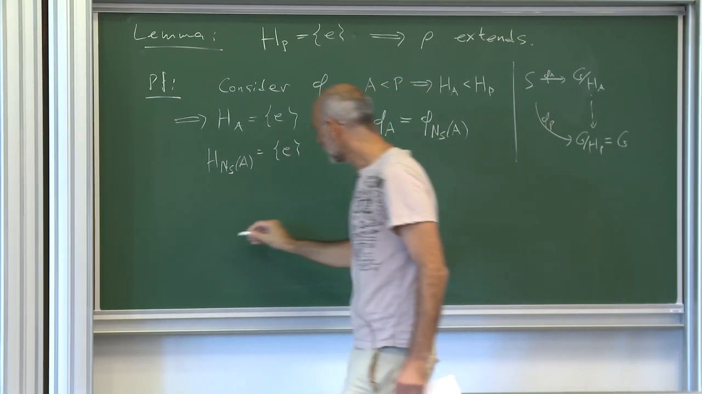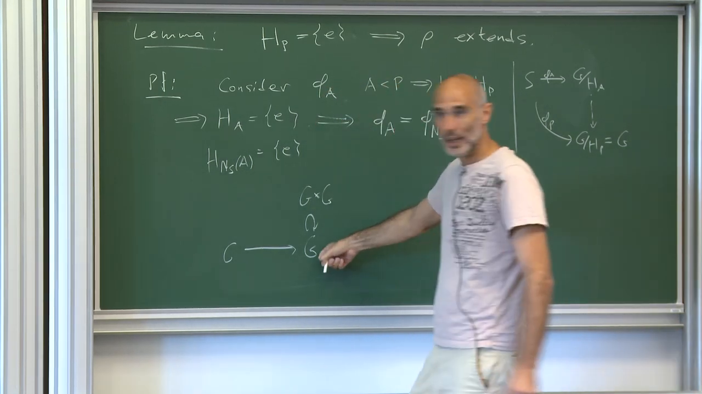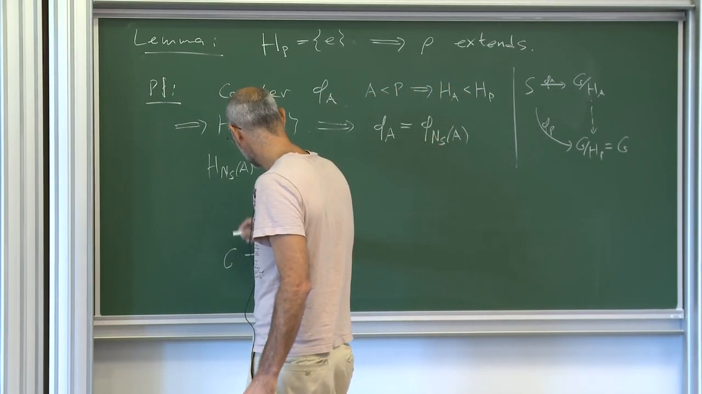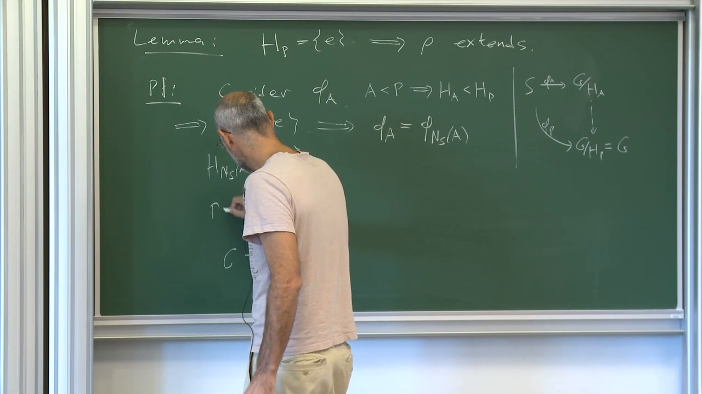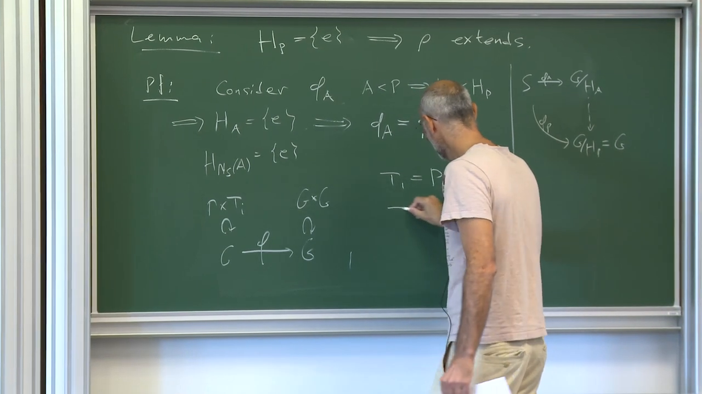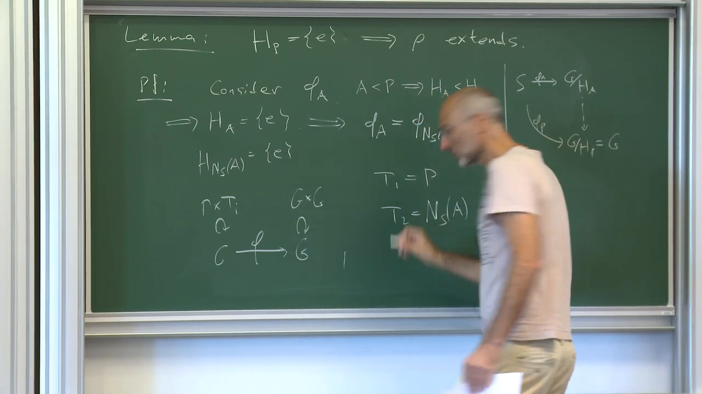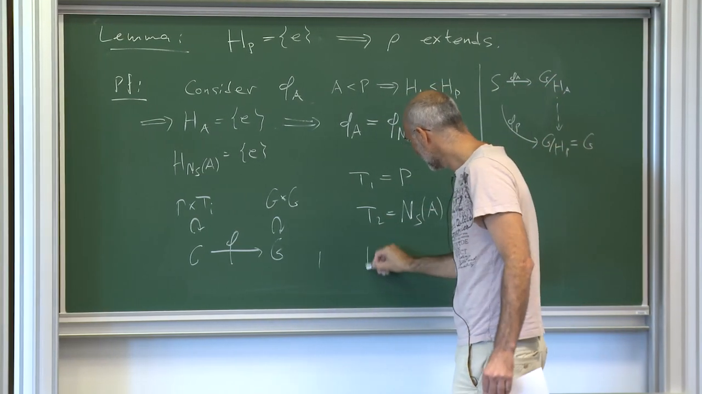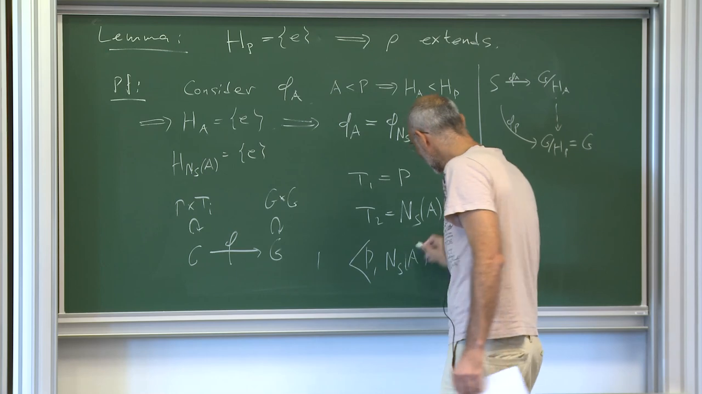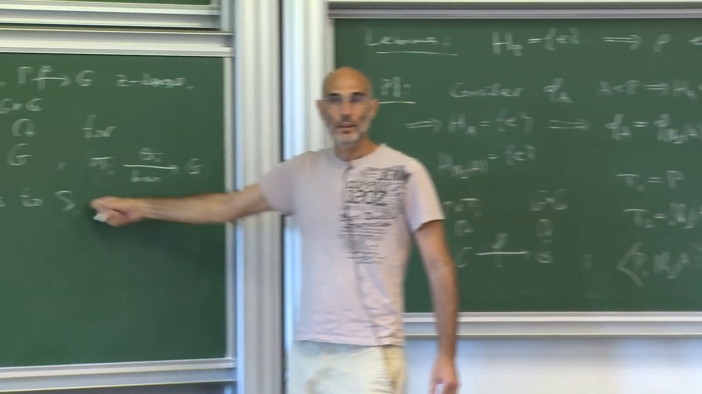And what we get really is that this map here, I mean, they all end up here. It's the same thing, phi all over again. But I have gamma and the T_i, for T_1, which is P, and T_2, which is the normalizer of A. And these two, P and the Weyl element, they generate. So by this extension lemma, I'm done.